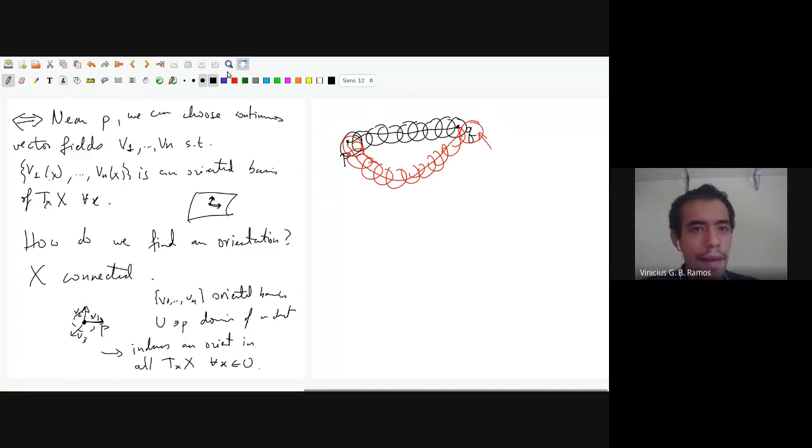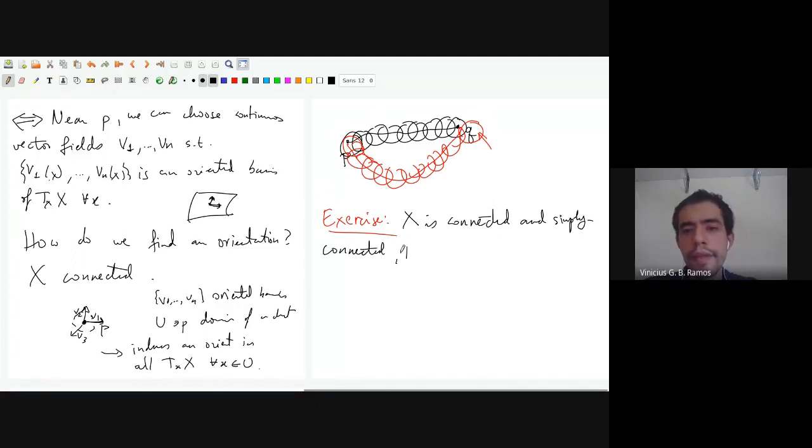And here, maybe I'm going to state an exercise, which is a very cute little exercise to make sure you're understanding what's going on, which is that if X is connected and simply connected, then X is orientable. Simply connected just means that every loop is contractible.